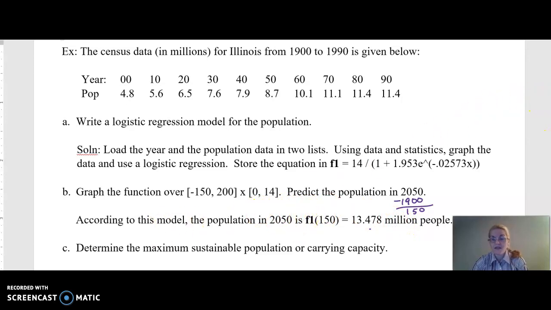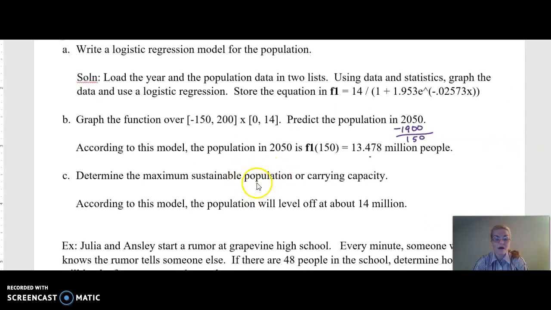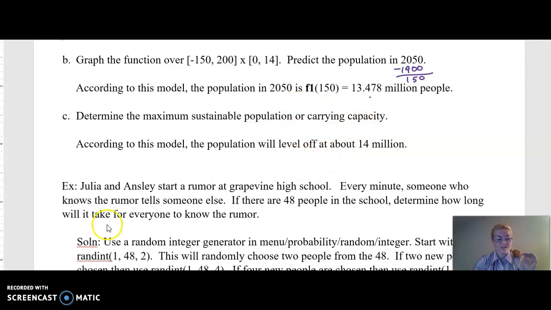So determine the maximum sustainable population or carrying capacity. Again, what was my upper bound? According to this model, the population will level off at about 14 million. And that's where we're going to end this first video, because this next example is going to take a little bit more than what my recording will allow me to fill. So end video 1 and start video 2 now, please.